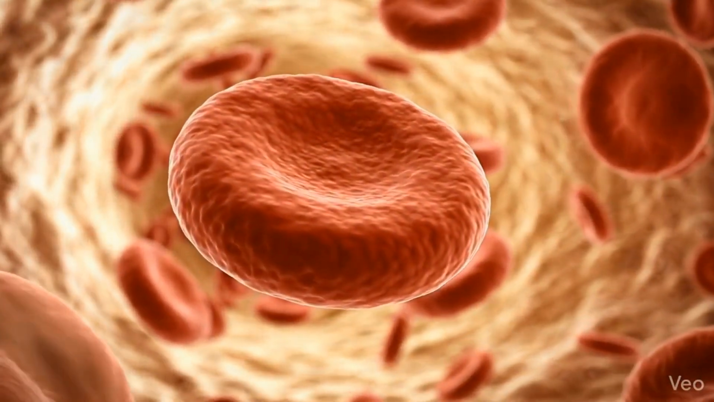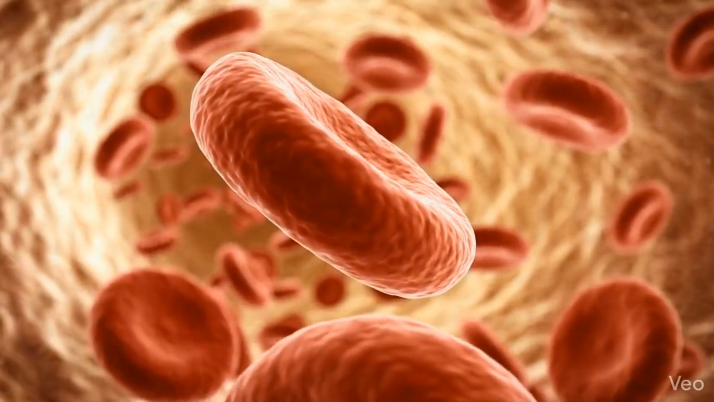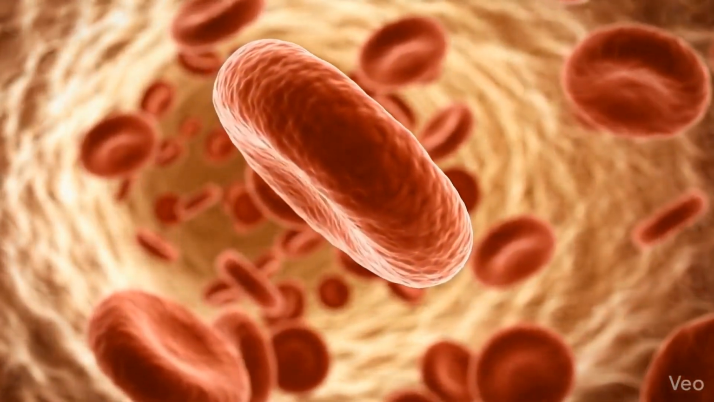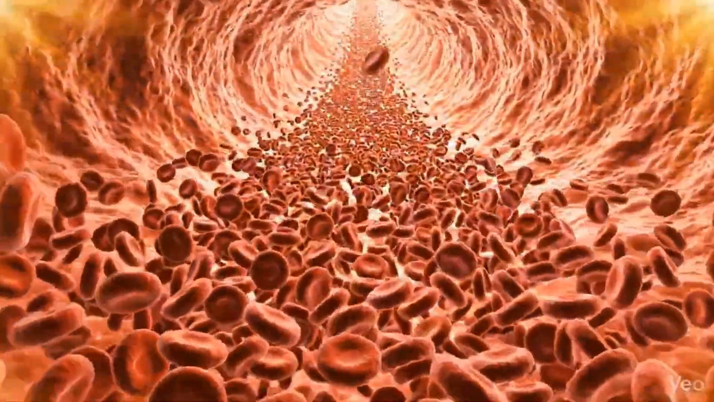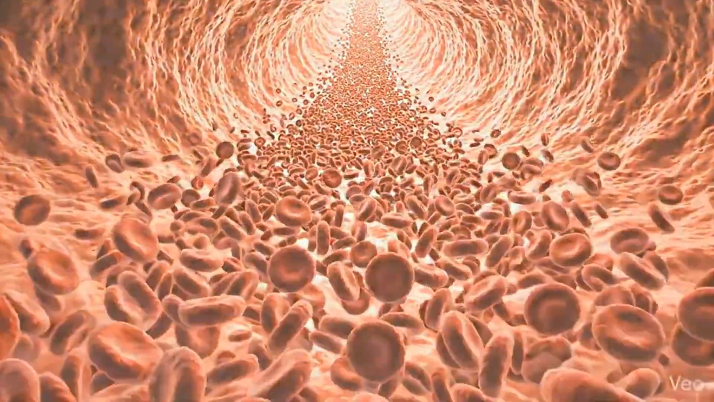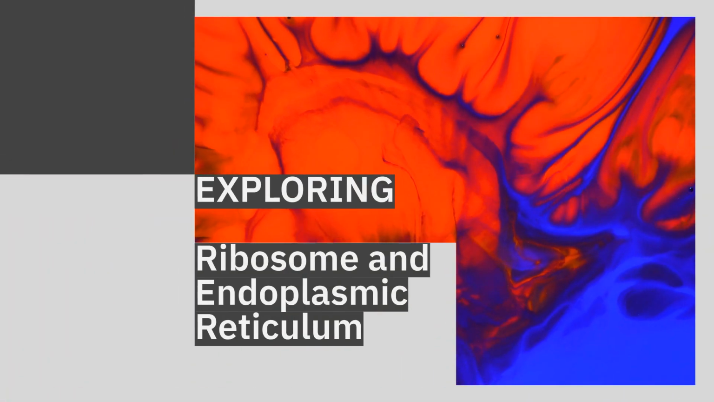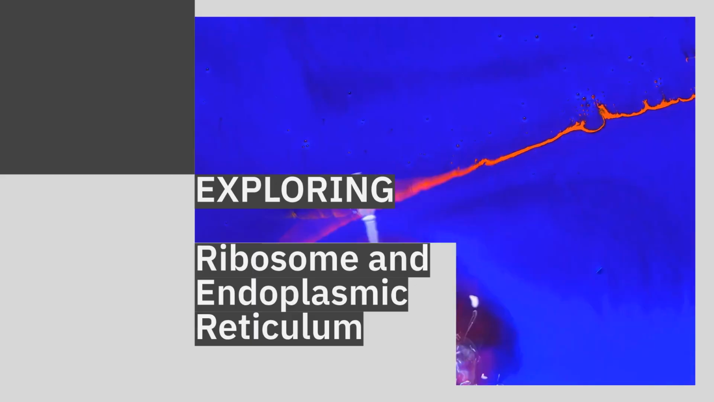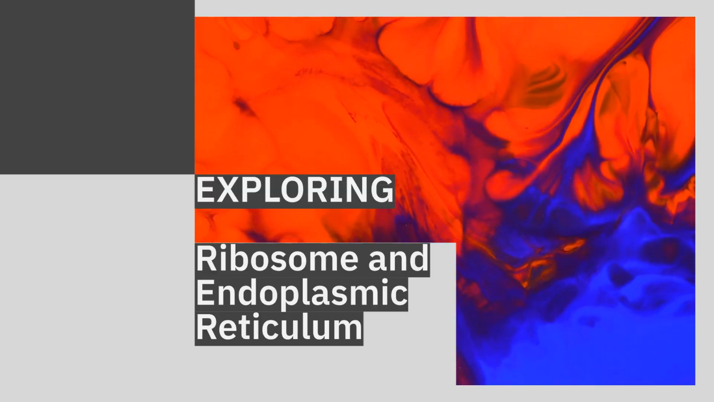Curiously, mature human red blood cells actually lose their nucleus. This brilliant sacrifice creates extra space to transport oxygen. Without a nucleus to repair themselves, they live only 120 days. The cellular world is full of amazing secrets. Want to know about the protein factories and manufacturing factory of cell? Come, let's study ribosome and endoplasmic reticulum.